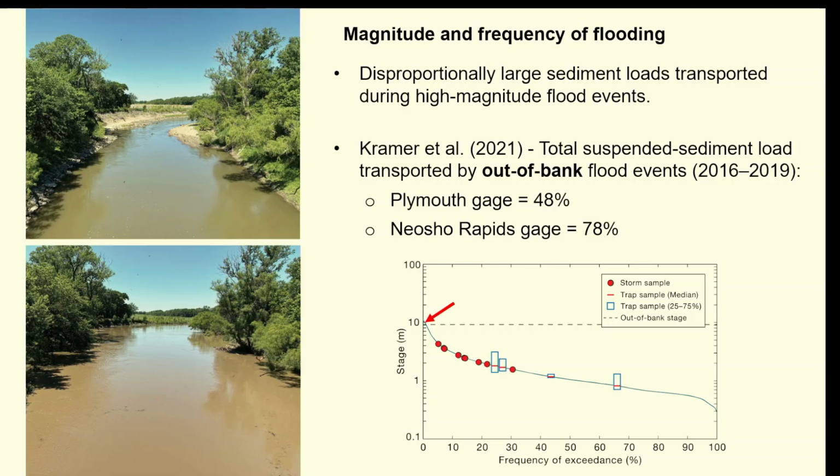Now, when you make one of these stage frequency plots, you'll notice that all of our discrete storm samples and all of our trap samples were below out-of-bank. We didn't actually sample one of those out-of-bank storm events. What we actually did sample were the more minor flood events that remained within the channel. So if they remain within the channel, guess what the dominant source is? It's going to be the bank material that's able to be eroded and transported, and there are going to be minor contributions of cropland and grassland from runoff-type processes.